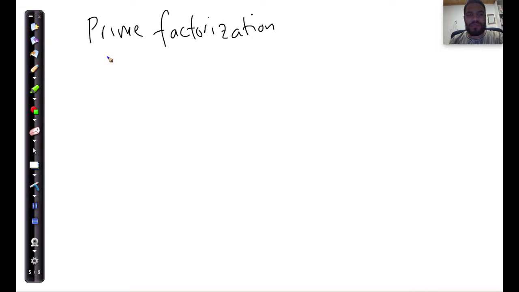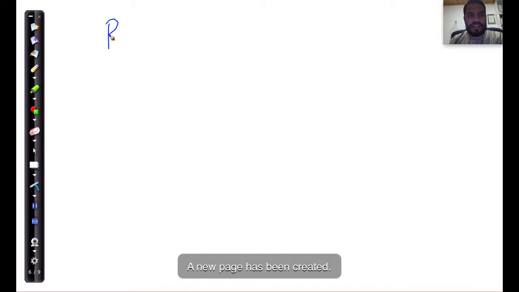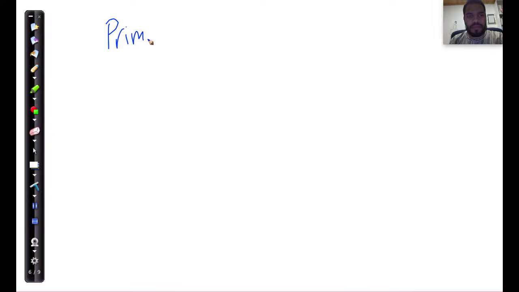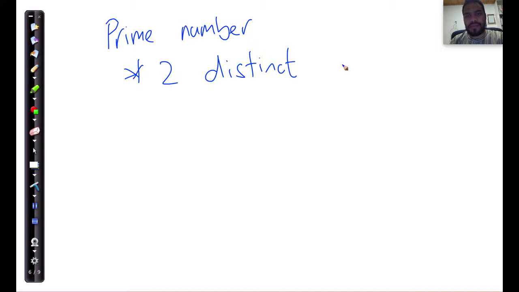Now remember, what's a prime number? I'm going to give you the definition of a prime number. A prime number is a number that has two distinct factors. Every prime number has two distinct factors, right? Two distinct factors. And so let's look, what does distinct mean? It means it has two different factors.